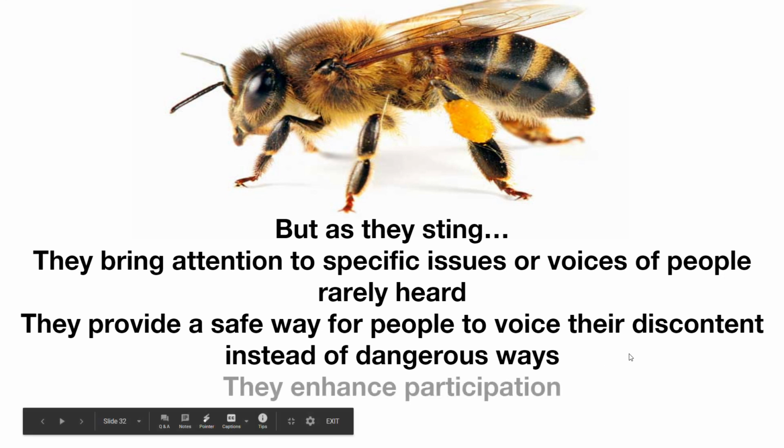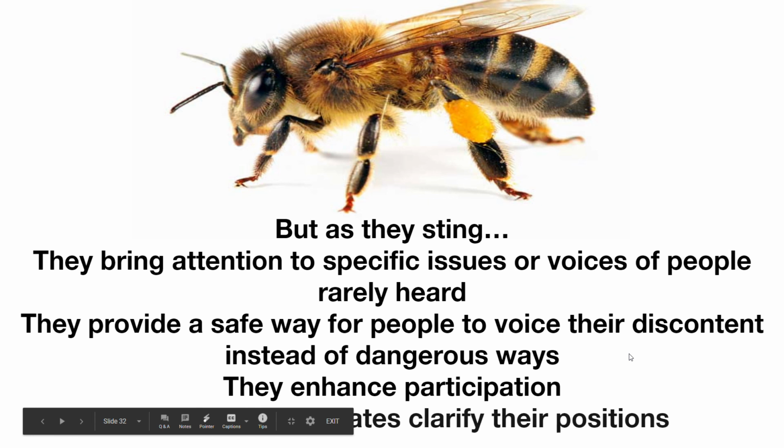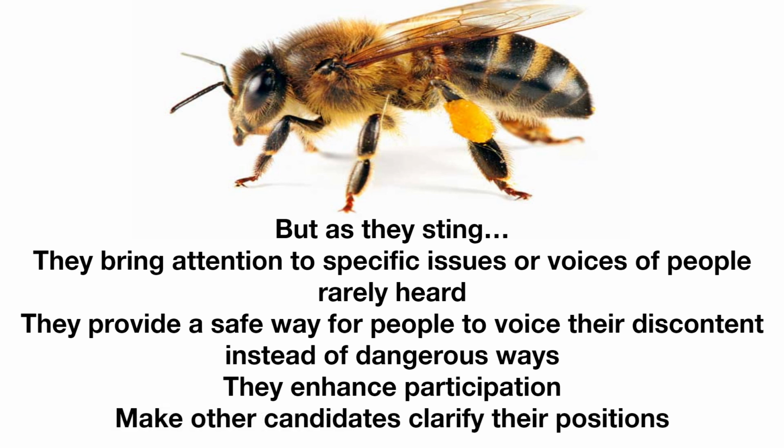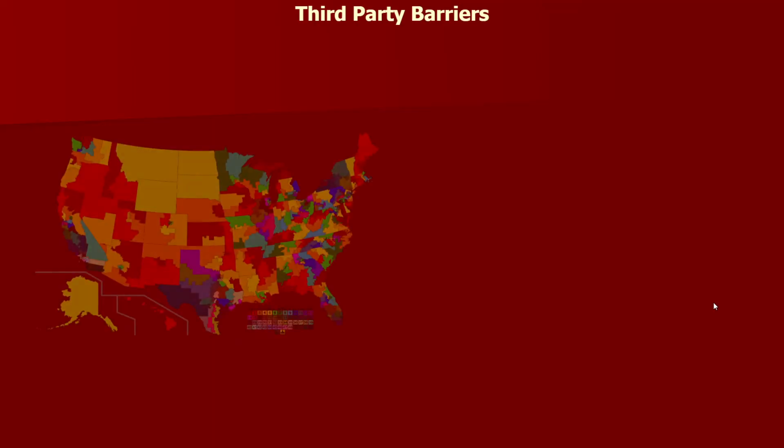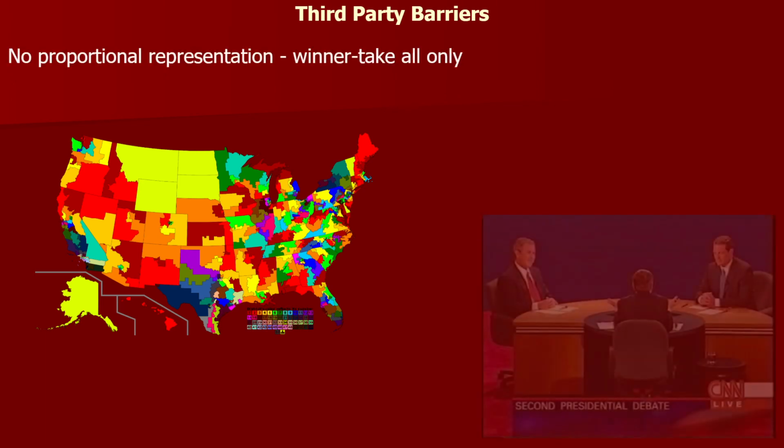All right. They also get more people involved and more people voting, right? And they make Democrats and Republicans clarify their positions on certain stances, right? So they do serve these functions and they're good to have. It's just because of our system, they don't last. All right. Maybe if we had a proportional system, but we don't. So other reasons of why they don't last, like we said, proportional system.